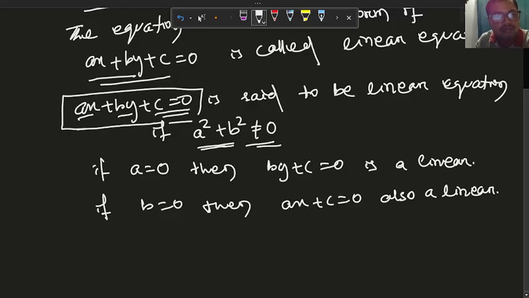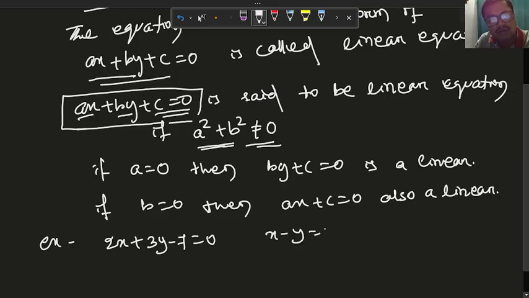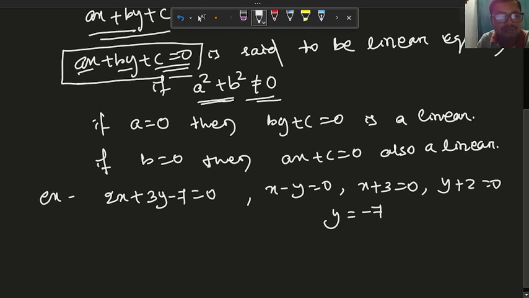Then there are a few examples here. Suppose 2x plus 3y minus 7 equal to 0, x minus y equal to 0. Suppose x plus 3 equal to 0, y plus 2 equal to 0, y equal to minus 7, etc. These are the examples of linear equation.